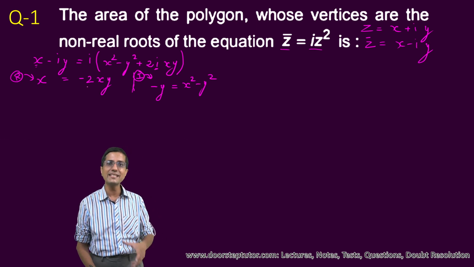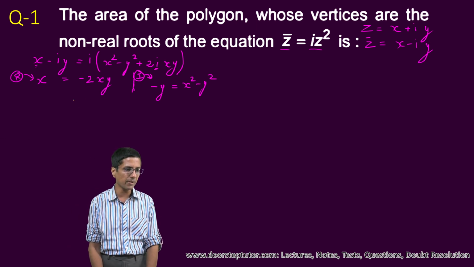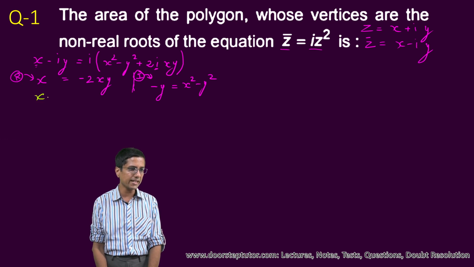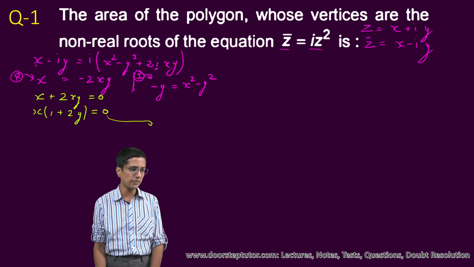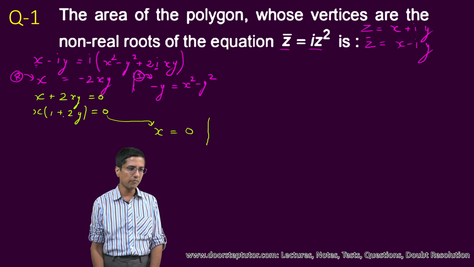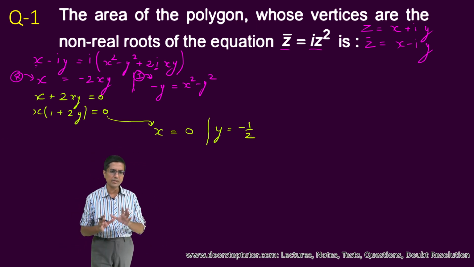Now let's look at this real equation, the equation we got from the real part, a little bit more. So what we can say is that x plus 2xy is equal to 0. Now this equation has two solutions. We can take x common and this will become 1 plus 2y is equal to 0. So this equation is satisfied if either x is equal to 0 or y is equal to -half. Okay, very simple. I have not done anything complicated yet.